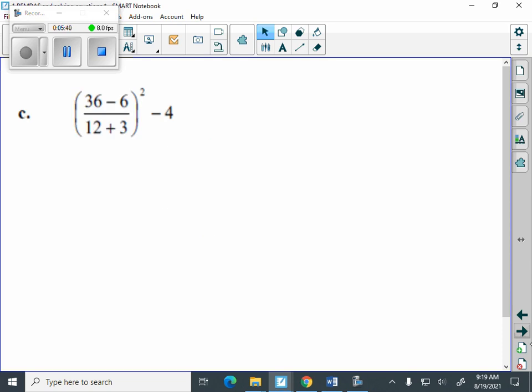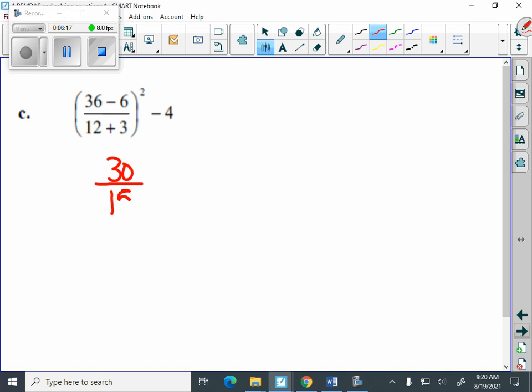Sometimes people don't like these kinds of problems because they have fractions in them. Again, worst comes to worst, you've got Desmos to help you. The idea today is to really do more of it with the process rather than typing everything into the calculator. But what's going to happen, because there's a fraction in here, and it's within the parentheses, which is where we start with the order of operations, is we're going to start and we're going to simplify the top. 36 minus 6 is 30. And we're going to simplify the bottom. 12 plus 3 is 15.